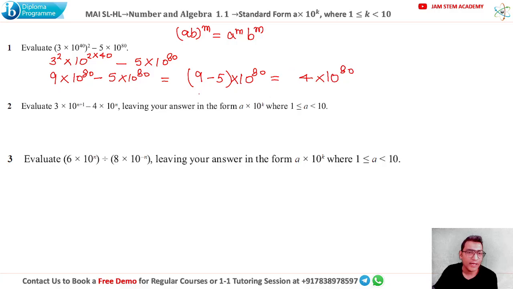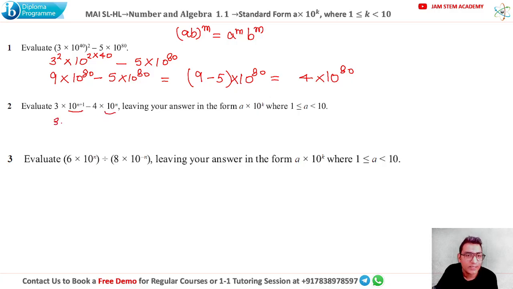Second part, evaluate 3 times 10 to the power n plus 1 minus 4 times 10 to the power n. Now we have to write our answer in the standard form. This time, as you can see, there is some power in n and you cannot use GDC for this part, right? So, okay, let's do it manually. Here we have 10 to the power n plus 1, and this part has 10 to the power n. So, let's make the same powers of 10.